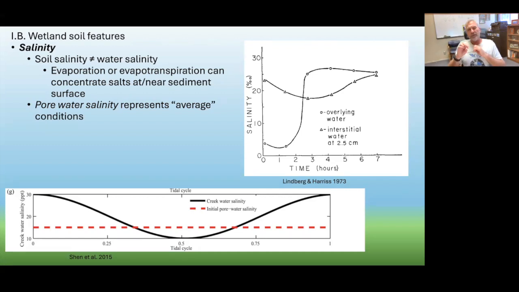So we typically use pore water salinity, which represents the average conditions in those sediments. And so you can see that in this graphic here, where the water salinity can vary dramatically over a tidal cycle, for instance. So if this were, let me think about a creek, so Clear Creek, for instance, up here in the Clear Lake area, it can vary fairly significantly, but the pore water salinity is going to stay the same.